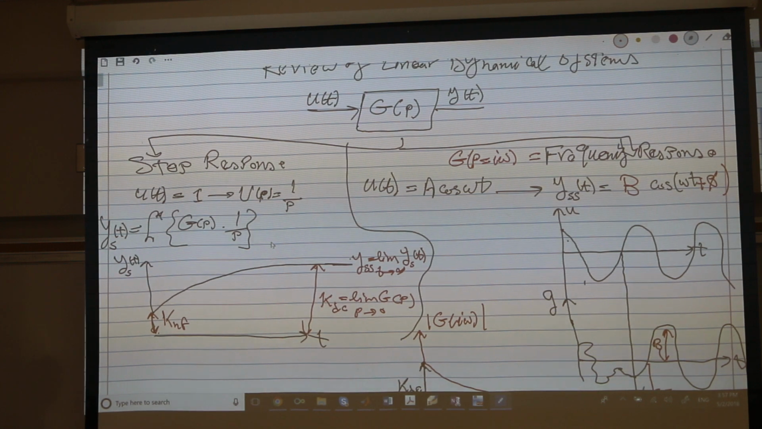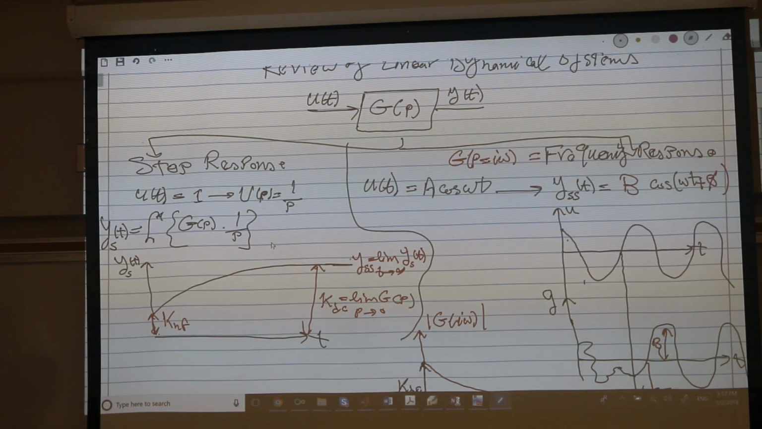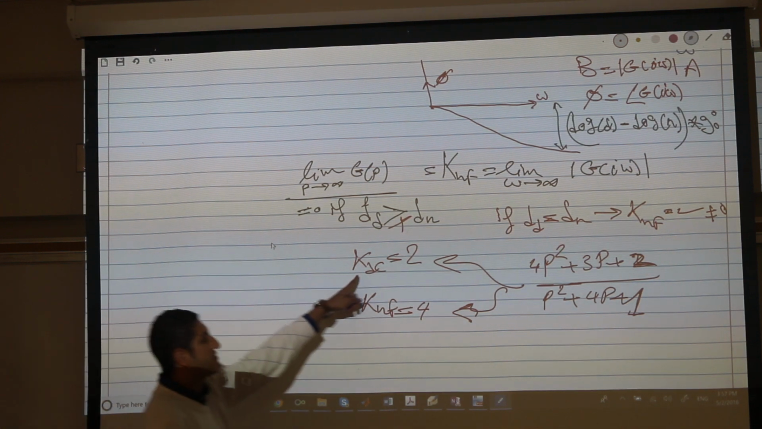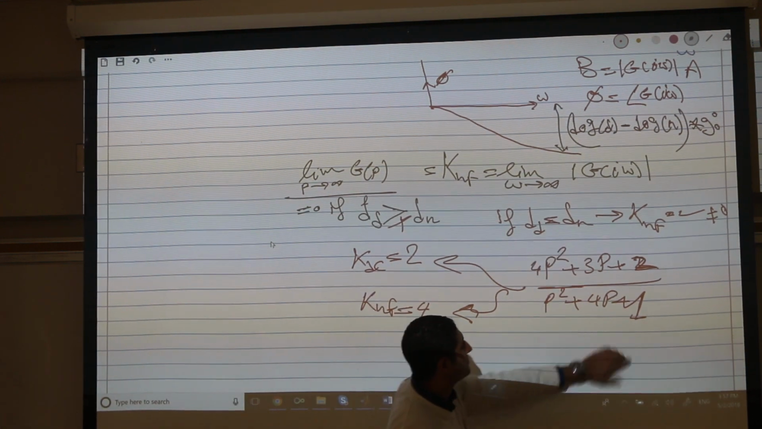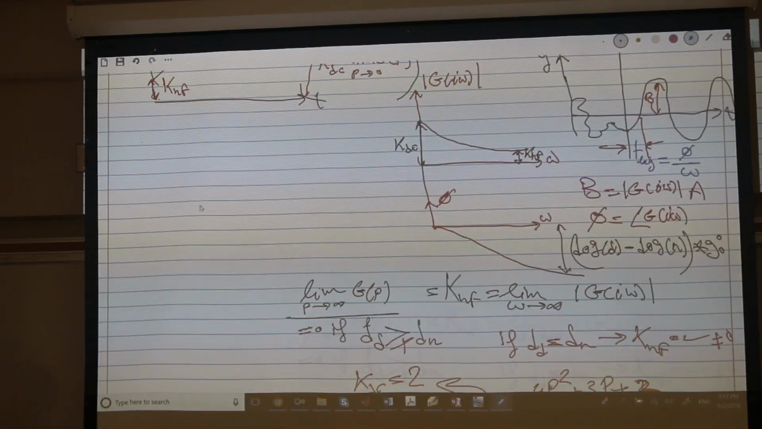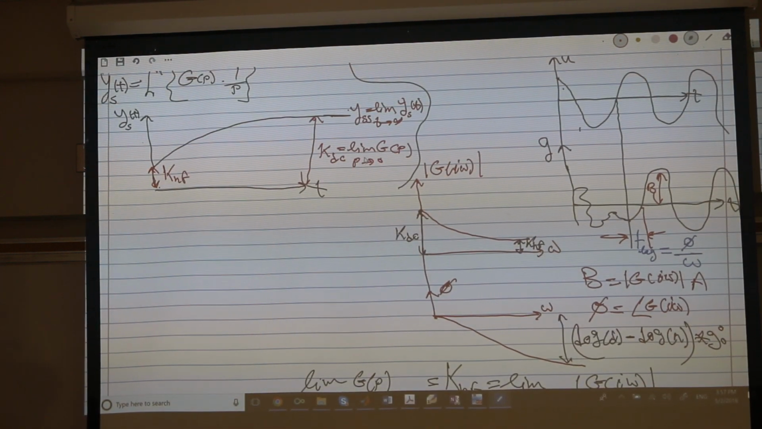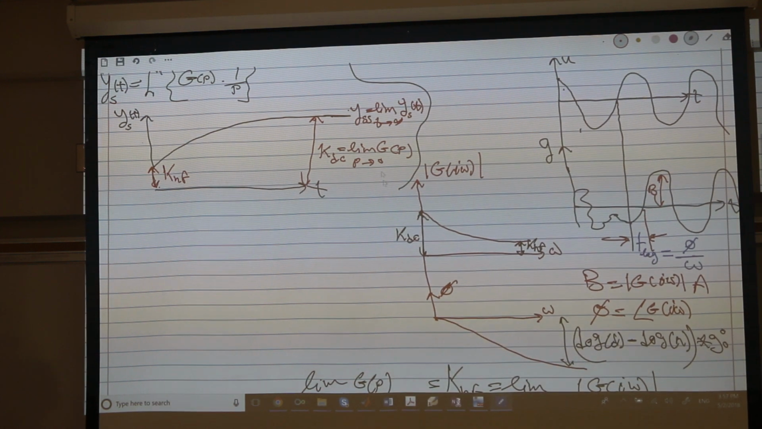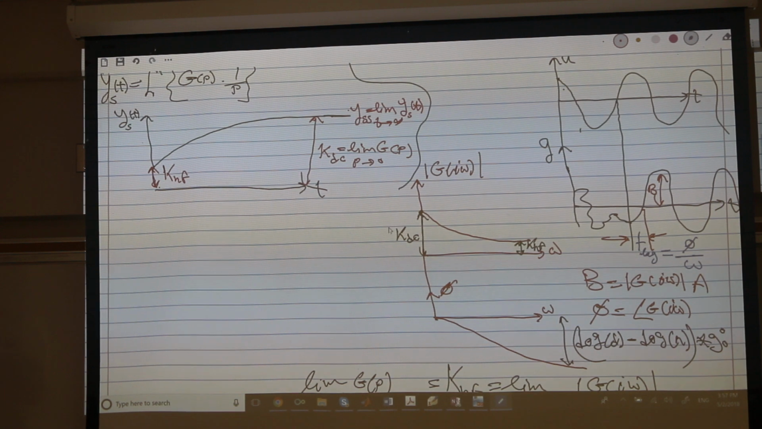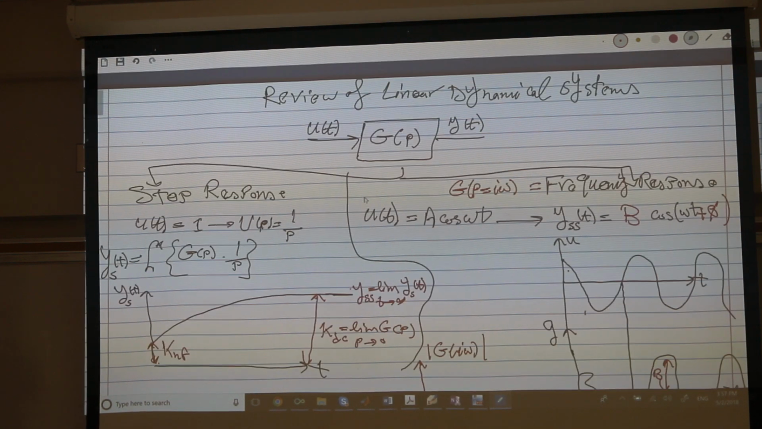Sorry, in that example you gave, how did you exactly determine the DC gain? Yeah, the DC gain is very simple. Put P equals 0, so it's 2 over 1. Here is the definition of the DC gain: the DC gain is the limit as P goes to 0 of G of P, right? So what is P exactly? P is the Laplace variable, your S.